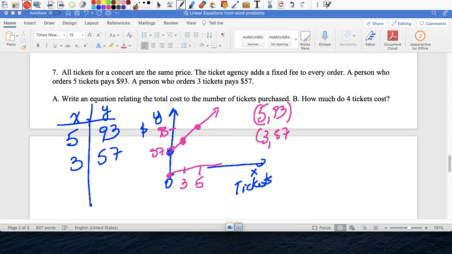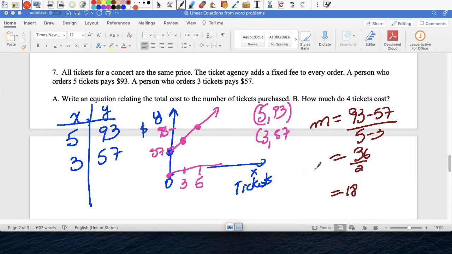So let's do y2 minus y1 over x2 minus x1 to find the slope. Let's just use the top as my x2 and y2, so we get 93 minus 57 over 5 minus 3. And 93 minus 57 is 36, 36 over 2, or 18. So, ta-da, we found the price of the tickets. So, y equals mx plus b. y equals 18x, so every ticket's 18, plus, and here comes the fee.